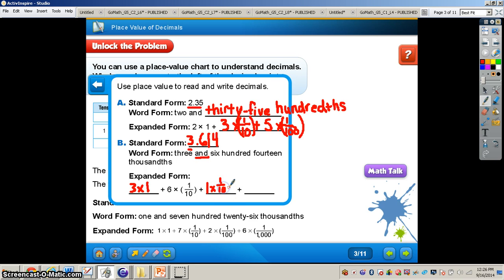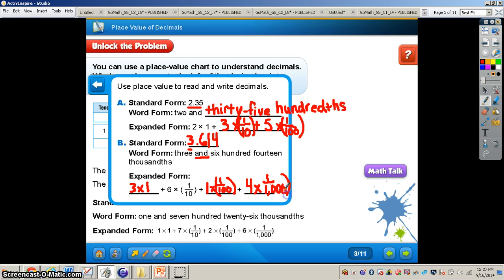Why 100? Because that's in the hundreds place. Put parentheses around that fraction, and then our next number is 4. And we will multiply that by 1/1000th. And why 1,000? Because that 4 is in the thousandths place.